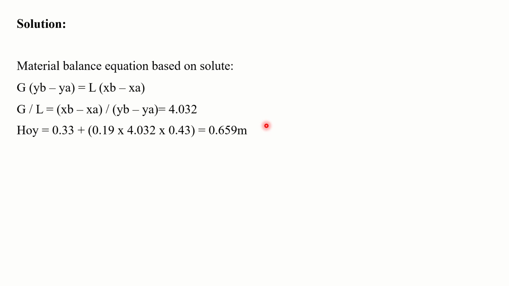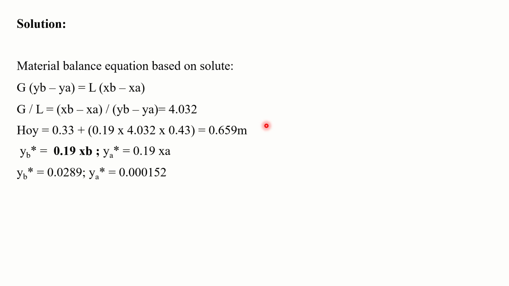The next step of calculation is for the number of transfer units. Already I have shown you the formula. So for finding that, you need YB star, YA star data. YB star is the equilibrium value corresponding to XB, and YA star is the equilibrium value corresponding to XA. So by substituting the XB and XA values in the equilibrium line equation, you will get the corresponding values of YB star and YA star.